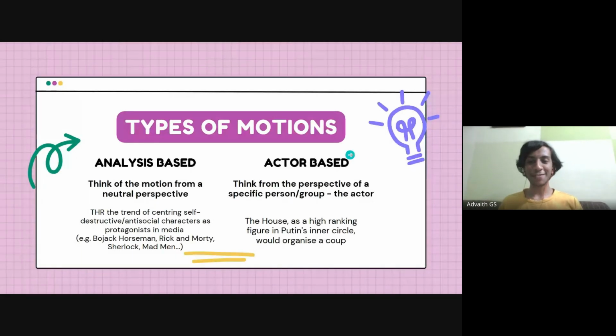There are two types of motions. The first is analysis-based motions, and the second is actor-based motions. In analysis-based motions, there are usually statements that have to be evaluated from a neutral perspective. What does a neutral perspective mean? You have to talk about it in terms of how it benefits or does not benefit the world.